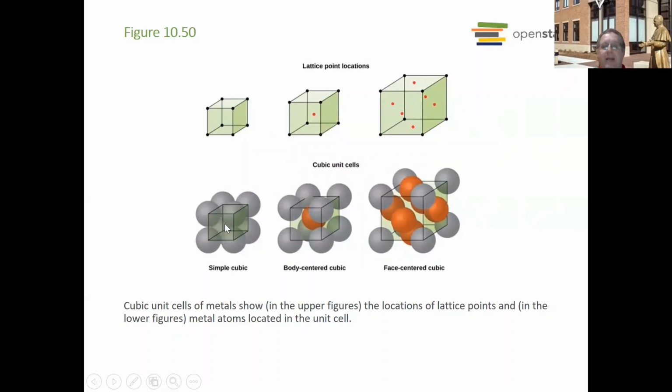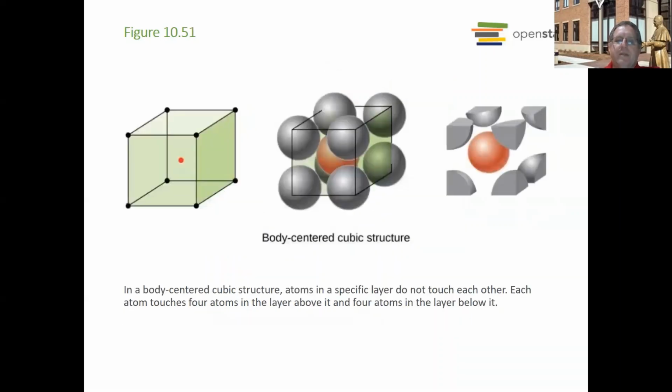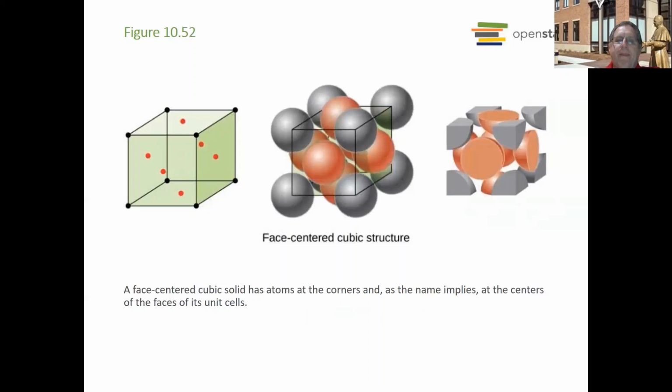So when we count atoms, a simple cubic is going to have one atom. Now again, there's 8 atoms that have parts in there, but each is 1/8. So that's 1. Okay, the body-centered has the same 8 corners and the one in the middle, so it has 2 atoms per unit cell. In the face-centered, we have 4 atoms per unit cell.